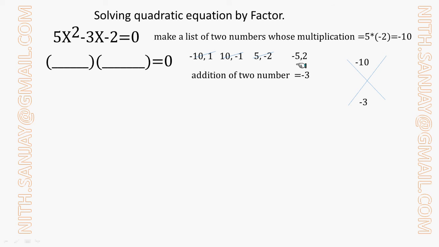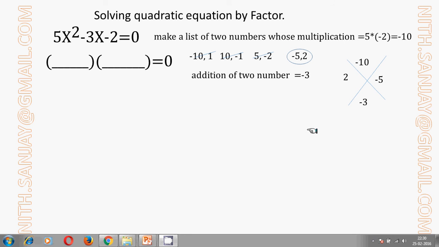So what I will do is, I will write one of the numbers here, another number I will write here. So this is my solution. Now I will write 2 here and minus 5 here. I can do it in another way also. I can write this minus 5 here and this 2 here. It will not make any difference. Alright. So I have simply written these two numbers here and here.